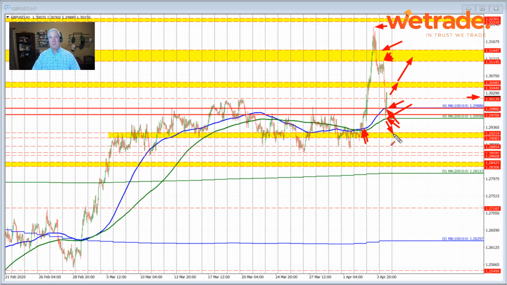Alternatively, if we do break below this level, it's your stop level. If we go below that level, the price should move lower in the pound versus US dollar. So just be aware of that and look for lower levels, which could take the price all the way back down to the 200-day moving average with this volatility without much problem.